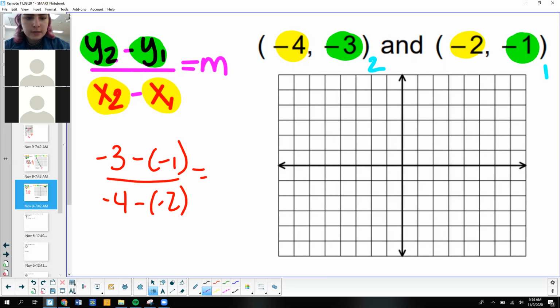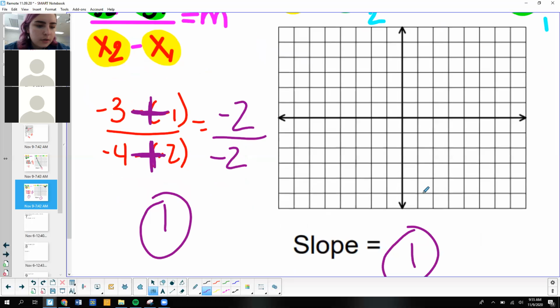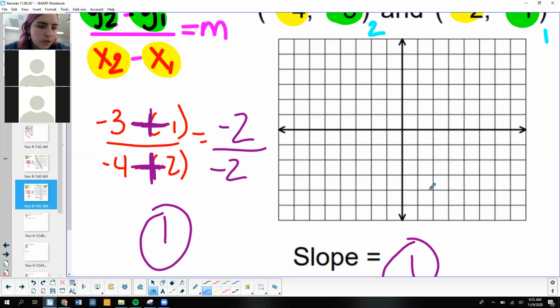All right, remember guys, minus a negative is the same thing as addition. So -3 plus 1 is going to give us -2. -4 minus a -2, that's the same thing as adding when you're subtracting a negative. So -4 plus 2 gives us -2. -2 divided by -2 gives us +1. So our slope is 1. So everybody who said 1, good job.